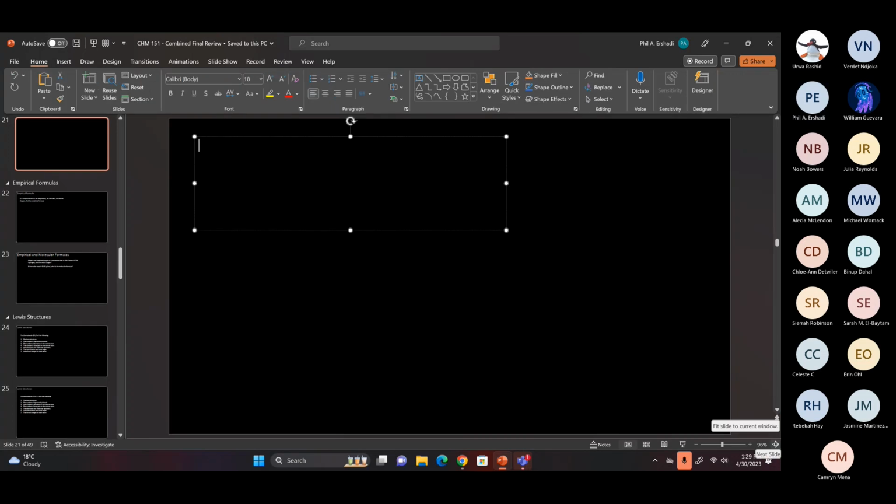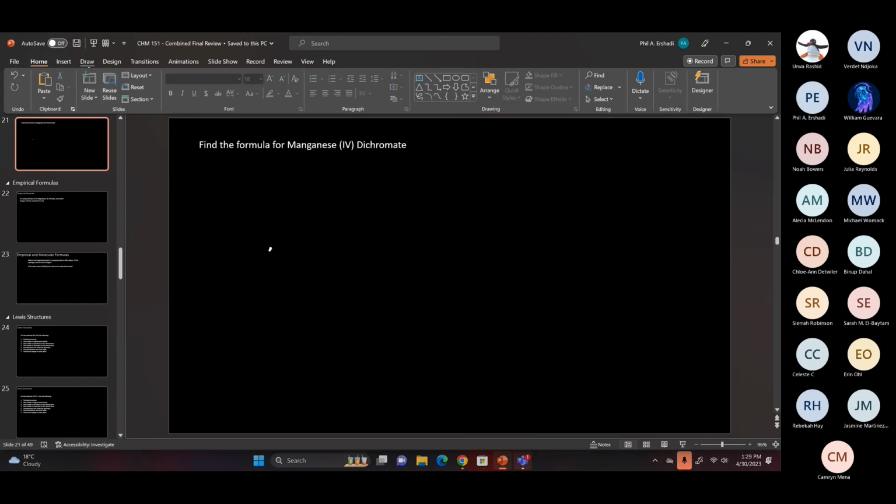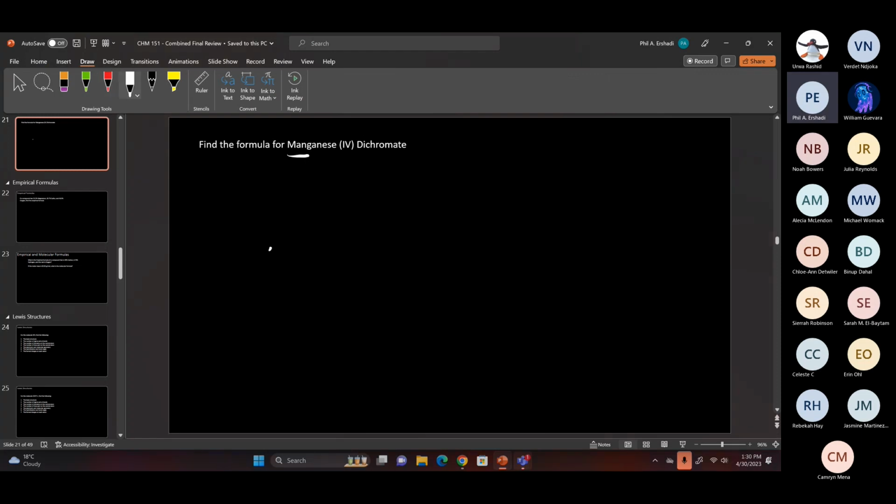So what if I ask you to find the formula for, let's see, manganese 4 dichromate. This one's hard mode. All right. But the good news is we have been told directly that we have manganese 4. So we'll write that first because we know what that is.